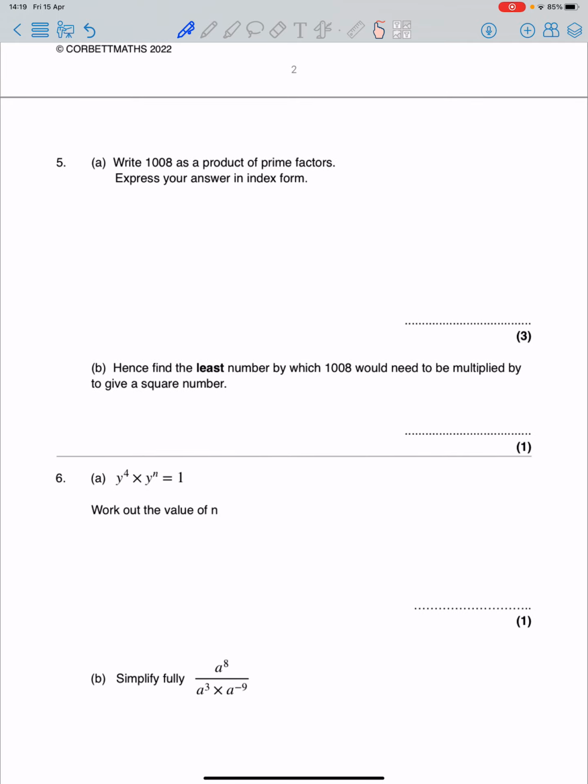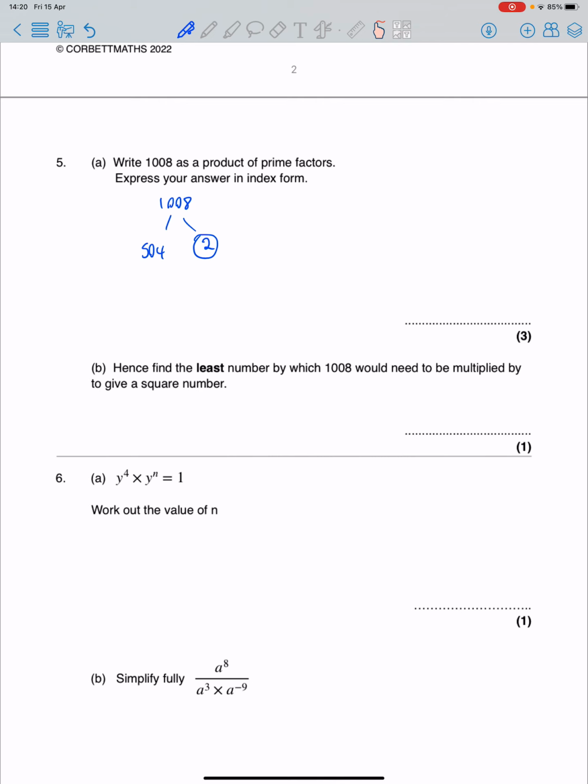Okay, next question. Express 1008 as a product of prime factors. Now, there is actually a way of doing this on your calculator, but in case you just want a refresher of what it is to actually express something as a product of prime factors, we're going to do this. So 1008, find two numbers that multiply to give 1008, ideally where one of them is not 1. We can have 504 multiplied by 2.